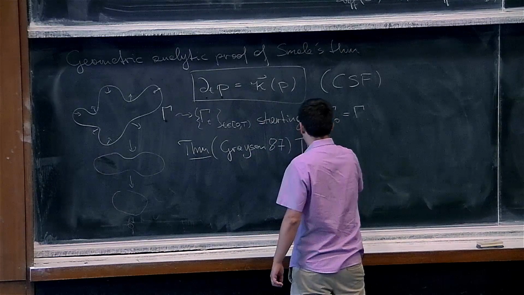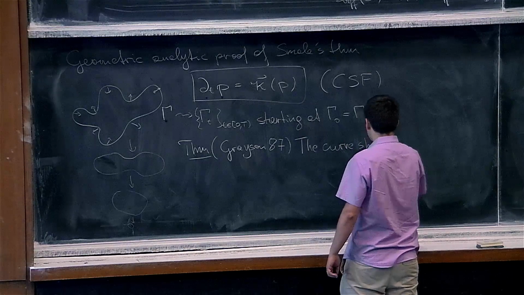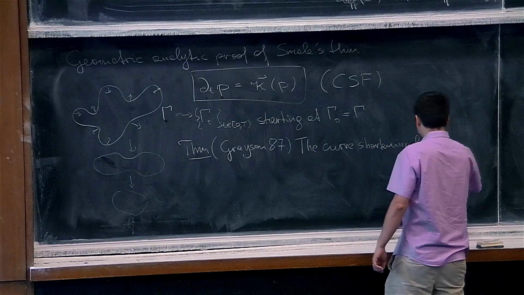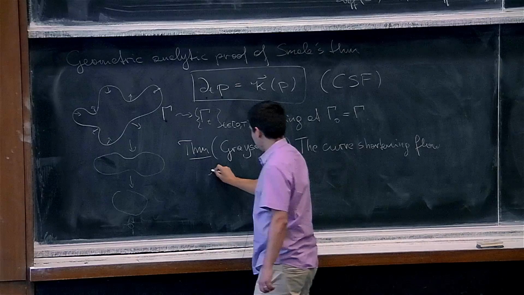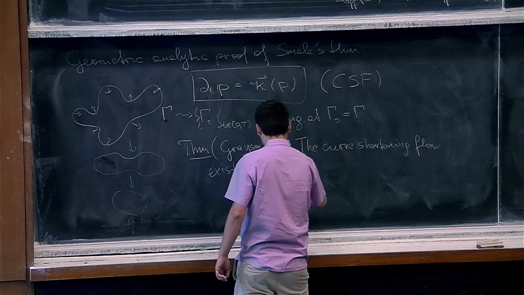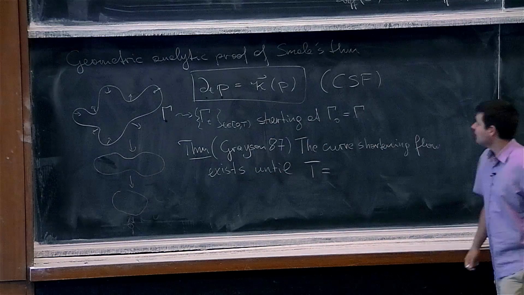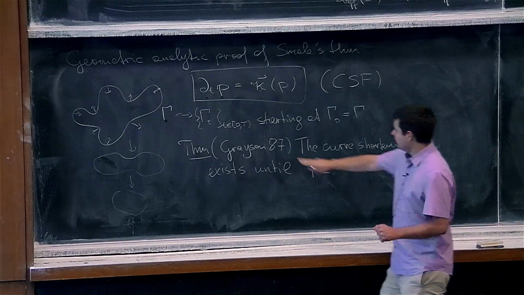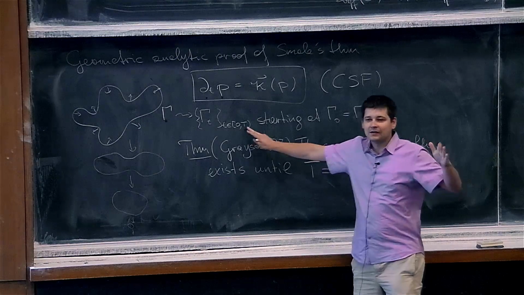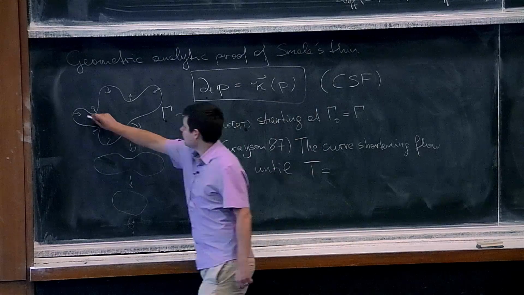So the curve shortening flow exists until some time capital T. Maybe let me do this one-line computation. You can also explicitly compute this time capital T. So here you just look at the enclosed area. Let's call this A of t.